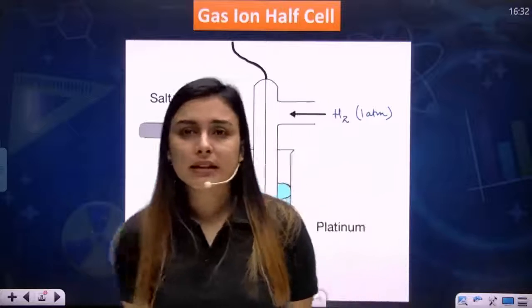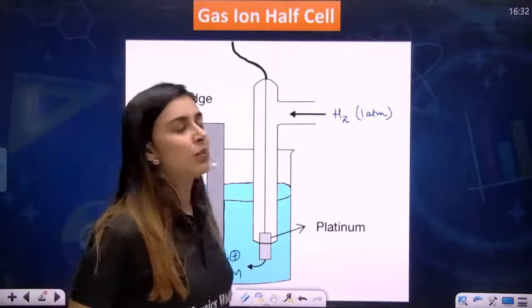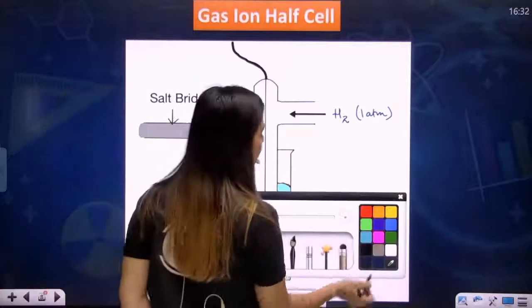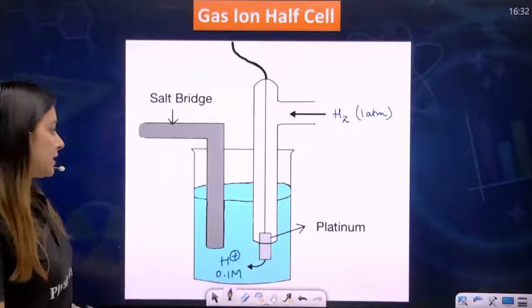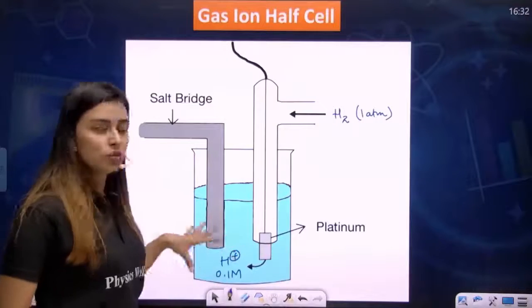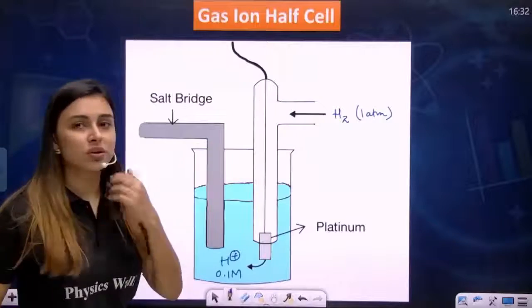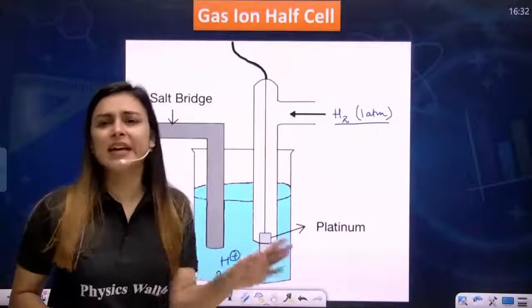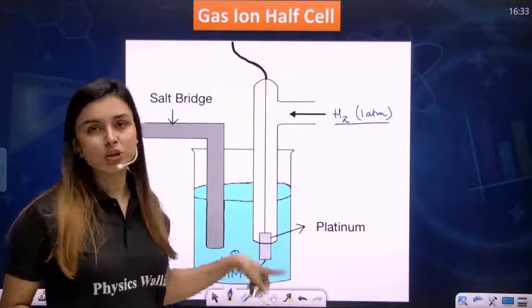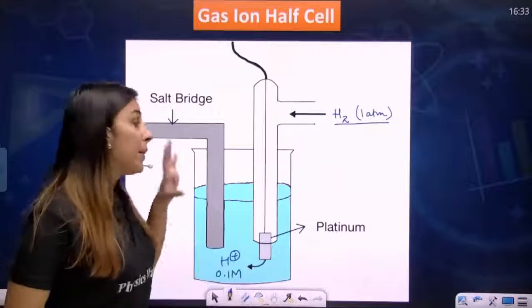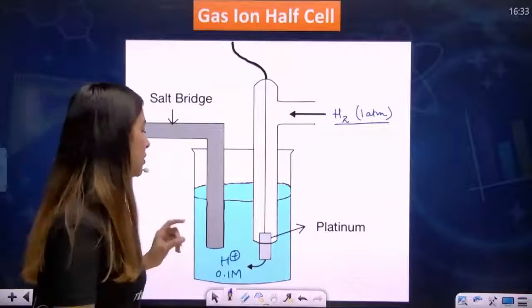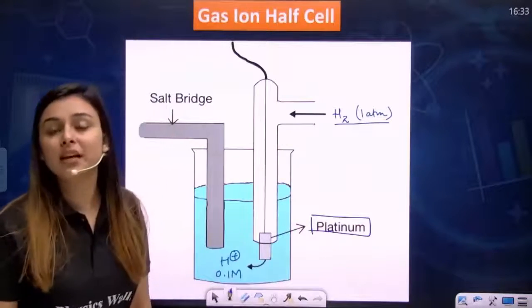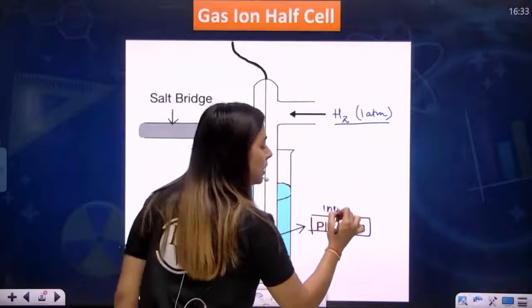So since this is a gas ion half cell, what will happen in this particular half cell? What is this type of electrode? Let's see. You have an aqueous solution and you have a gas. Now you have H2 gas coming here, or it could be Cl2 gas, any gas. And you'll have its aqueous solution. But the most important thing you need to understand here is that the electrode will be some inert electrode.